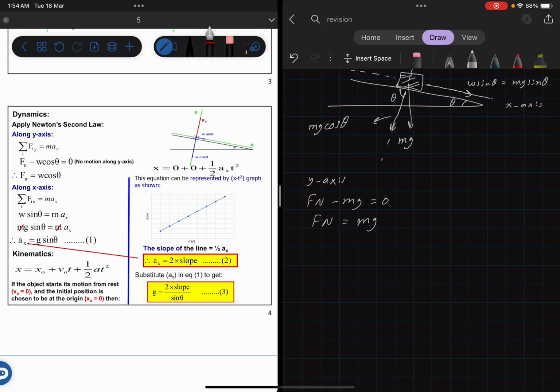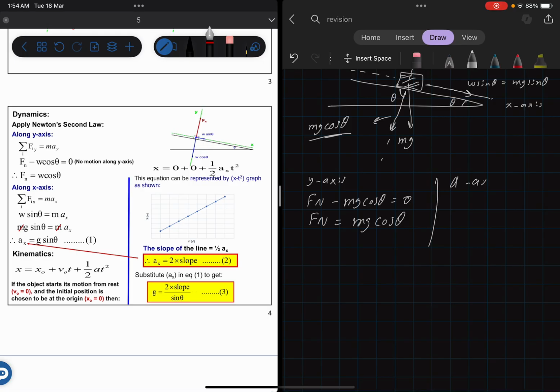and I'm sorry for that, I'm sorry for this one. So here we have mg cosine theta equal 0, so Fn equal mg cosine theta.